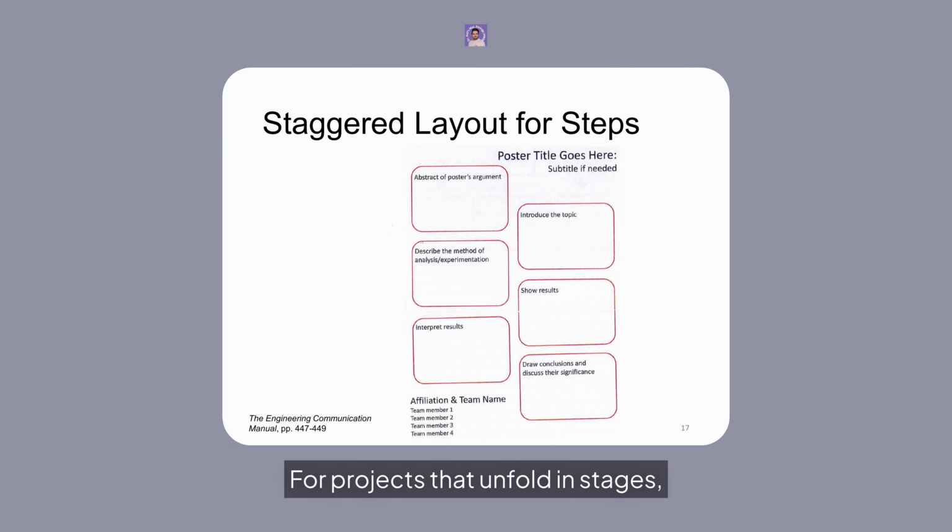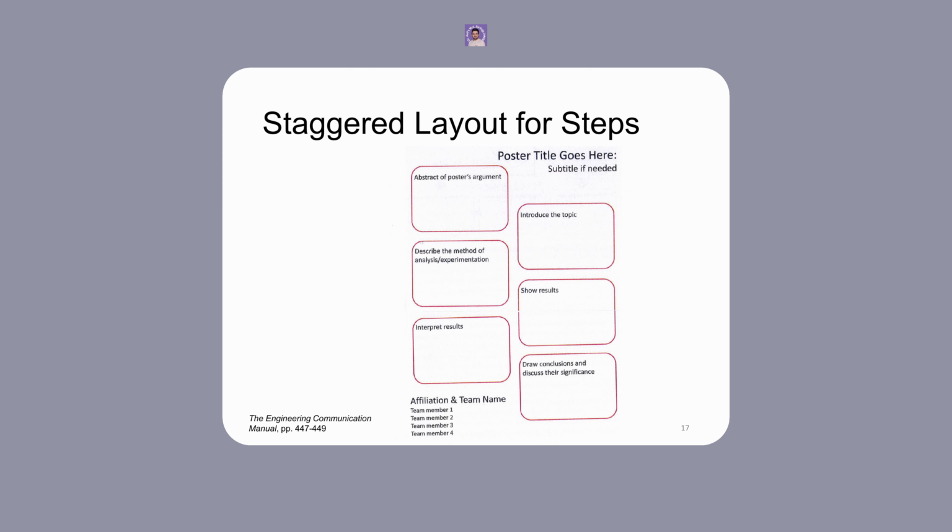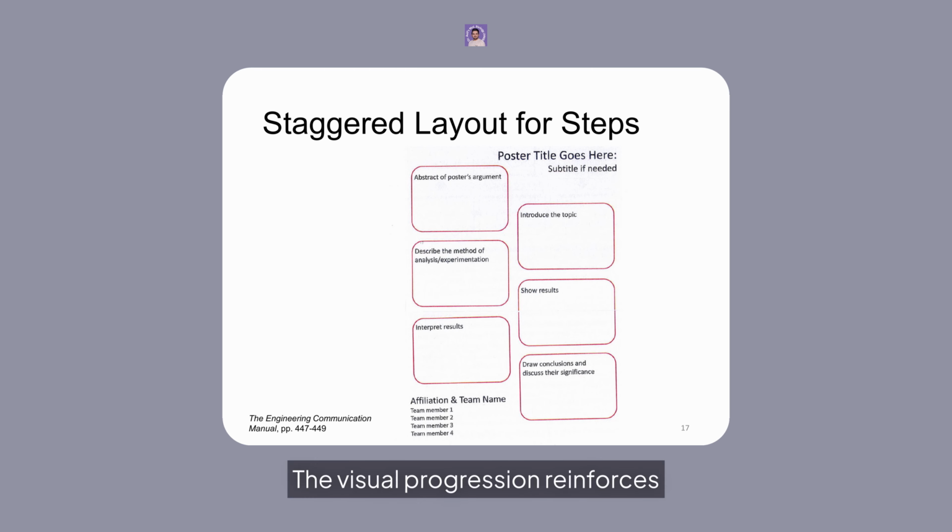For projects that unfold in stages, a staggered layout is effective. Arrange boxes to show the sequence: abstract, topic introduction, methods, results, interpretation, and conclusions. The visual progression reinforces the logical flow of your argument for the reader.